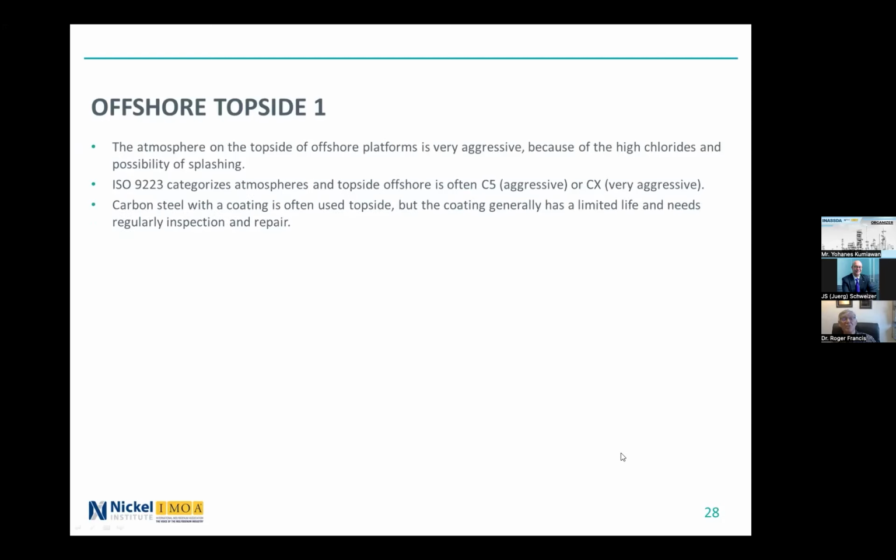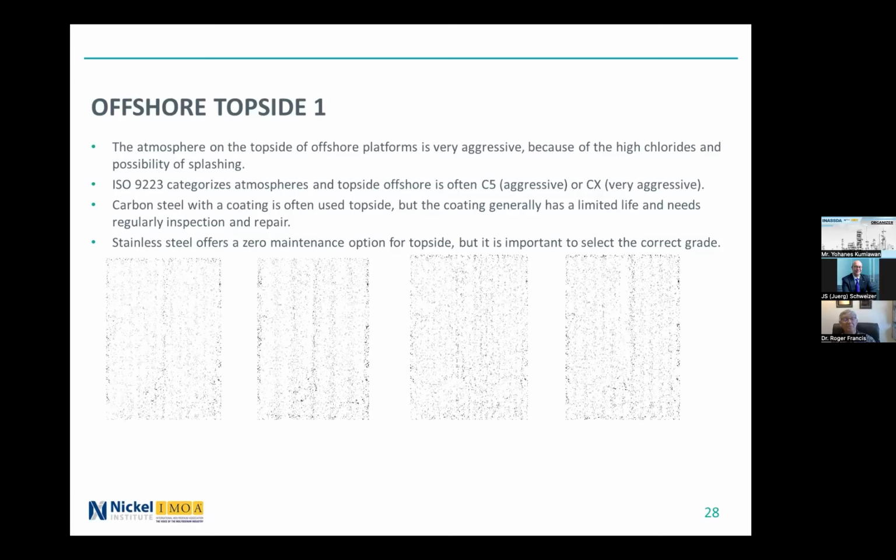Now, carbon steel with a coating is often used offshore, but the coating generally has a limited life and needs regular inspection and repair. Stainless steel offers a zero maintenance option for topside. It doesn't need painting and it can resist corrosion, but it's important to select the correct grade of stainless steel according to the atmospheric severity.